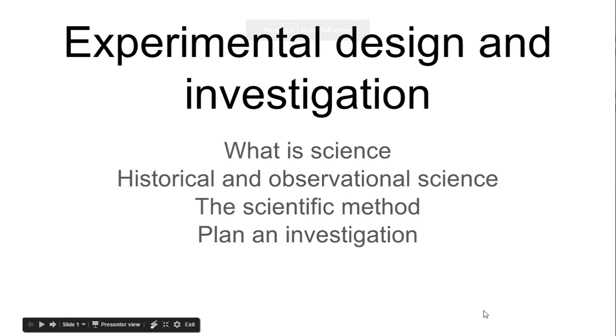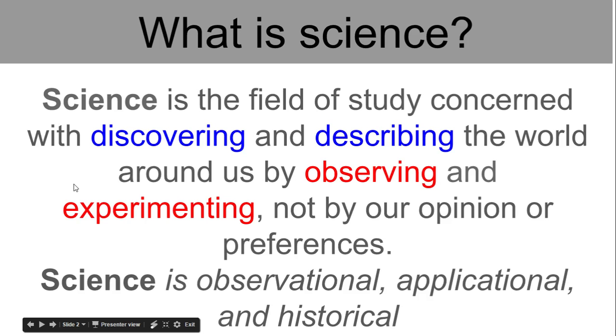Today we are going to talk about experimental design and investigation. And this lesson is going to cover 2 periods. We're going to talk about what is science and explain a little bit what historical and observational science is, and focus more on the scientific method, and we are going to go on and plan an investigation.